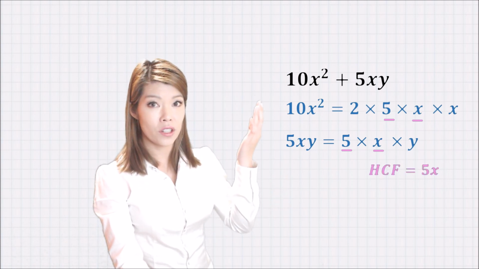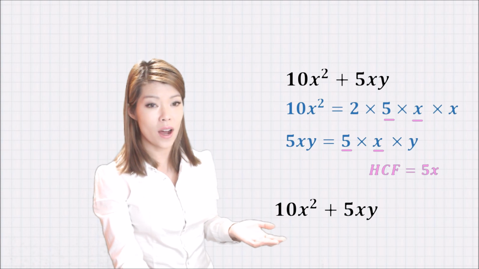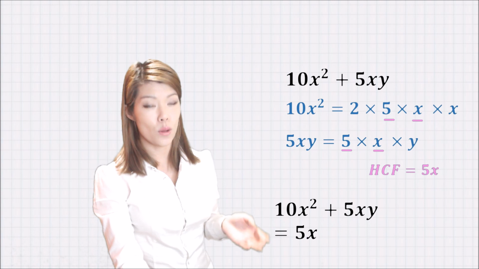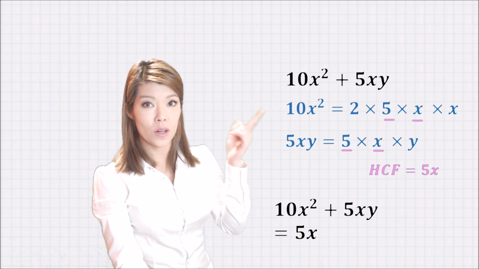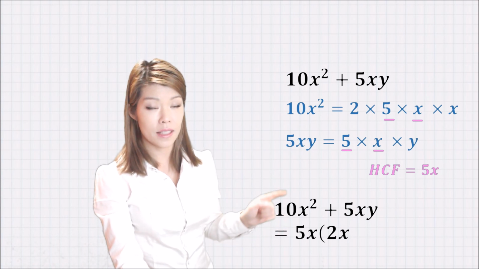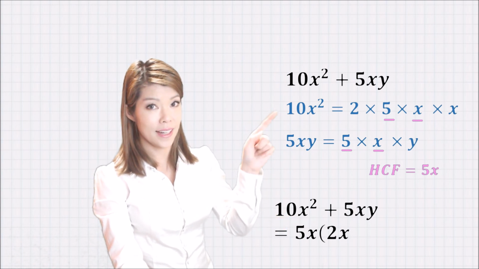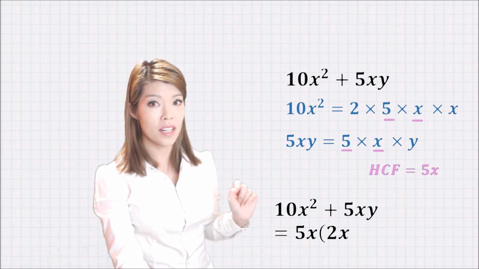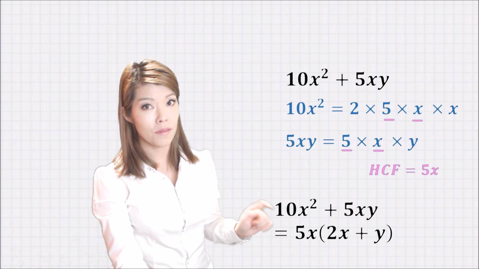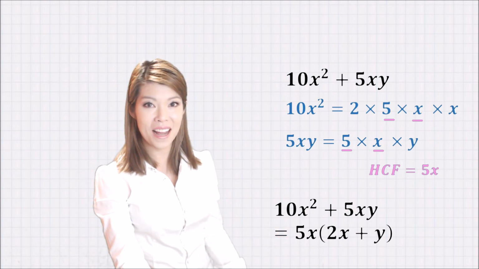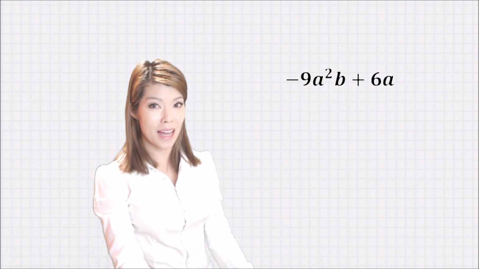Then we write down our expression, 10x squared plus 5xy equals our highest common factor, 5x, open bracket, whatever's left over. So what do we have? 2 and x, because 5x times 2x is going to give us 10x squared, plus whatever's left over in the second line, which is y, because 5x times y is going to give us 5xy. So we've factorized it because now we have them as a product of factors. Let's do one last example.